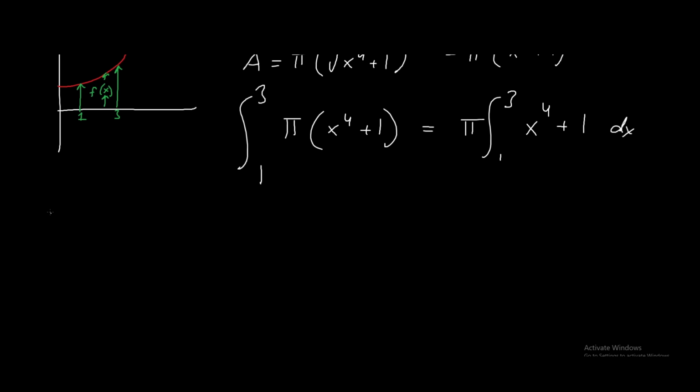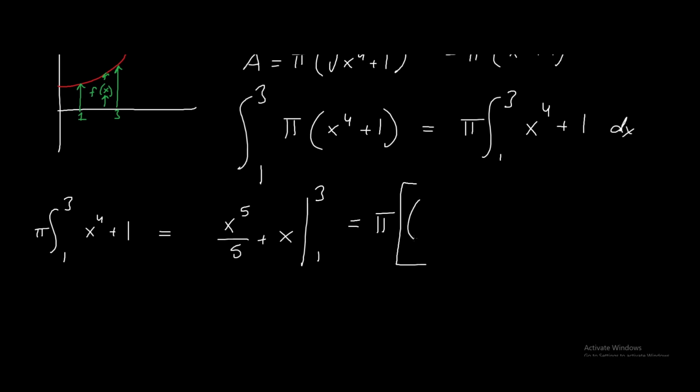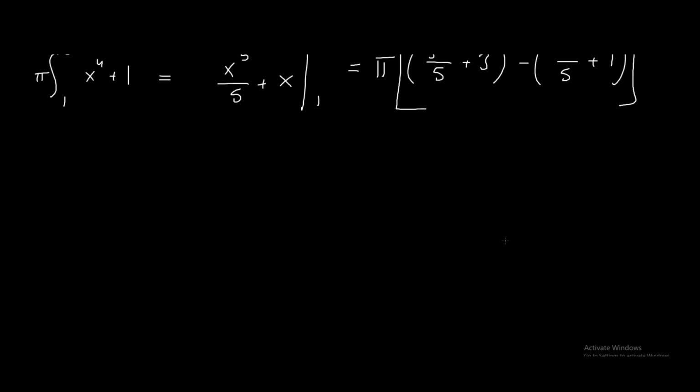Okay, so this should be the kind of integral that you're all familiar with. Let's write it down here one more time real quick. It's a simple power rule. We're going to end up with x to the fifth over 5 plus x evaluated from 1 to 3. And we go ahead and plug in 3: 3 to the 5th over 5 plus 3, minus 1 to the 5th over 5 plus 1. And then, of course, all of that is going to be multiplied by pi because we pulled that out.